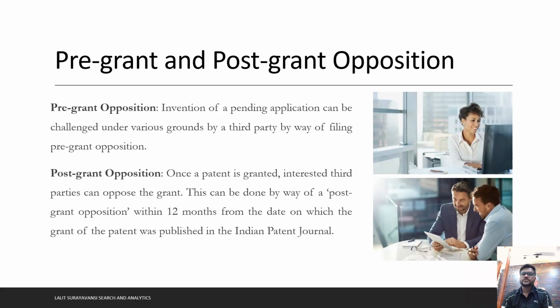Pre-grant opposition and post-grant opposition. Once you file a patent application, the application becomes open to the public, and if somebody from the public or maybe your competitor feels that you should not get a patent for your invention, they can raise their objection and file a pre-grant opposition. So before the grant of the patent, in between application filing and the grant, they can file a pre-grant opposition. And if your patent is granted and later they come to know that you have a patent, they can object to this patent within 12 months after the grant date, and this is called the post-grant opposition.